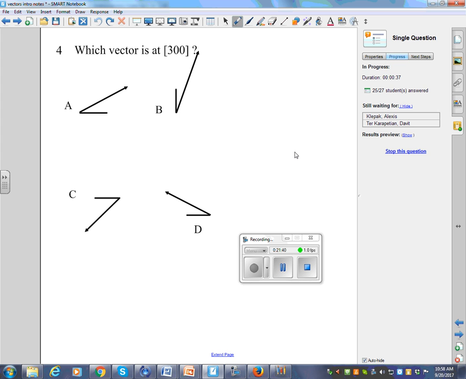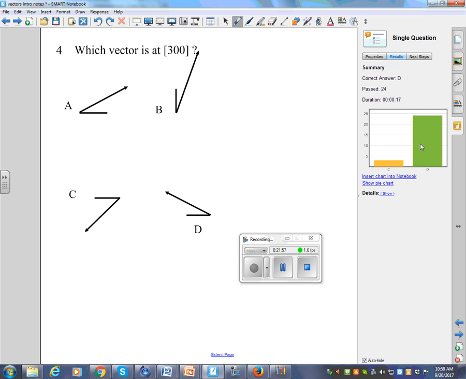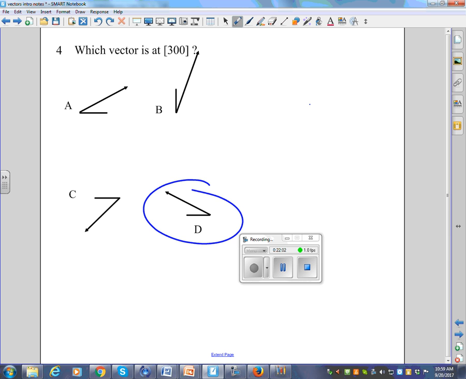Which one is vector 300? Alexis, did you press enter? And the answer is D. Well done. D, because, remember, 270, right? So that's going to be like that.